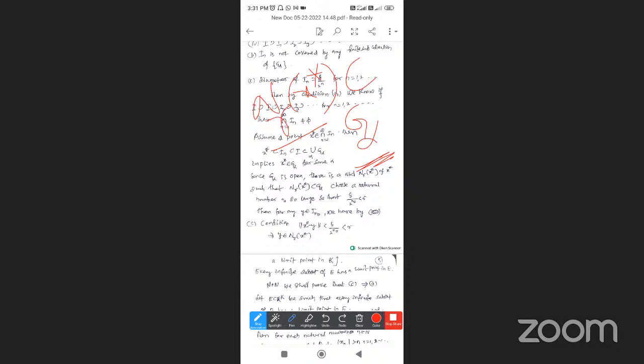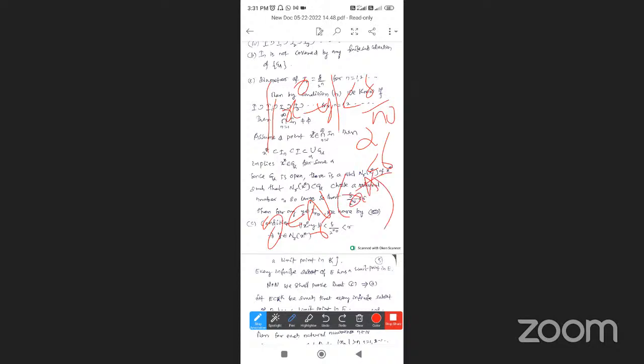Choose a natural number N0 so large that delta by 2 power N0 is less than delta, less than epsilon. Then for any y belongs to I_N0, the condition is norm of x0 minus y is less than delta by 2 power N0, which is less than epsilon. So y belongs to the neighborhood of x star.